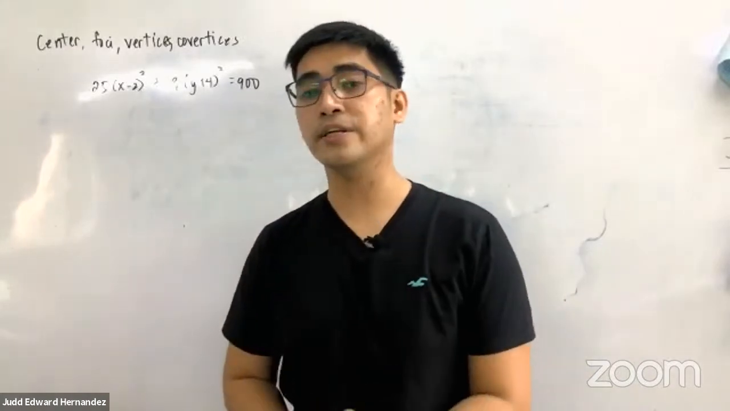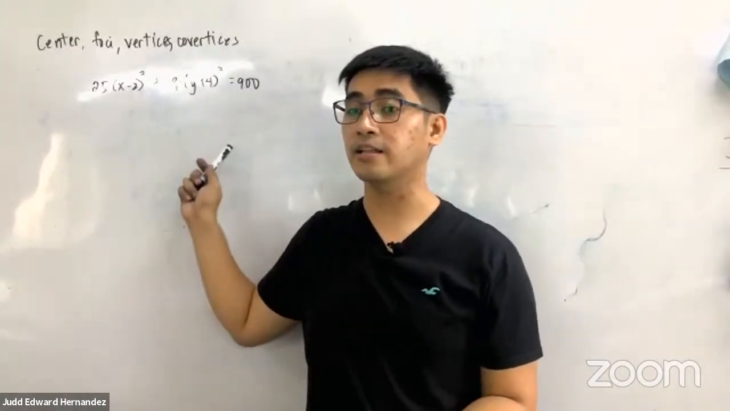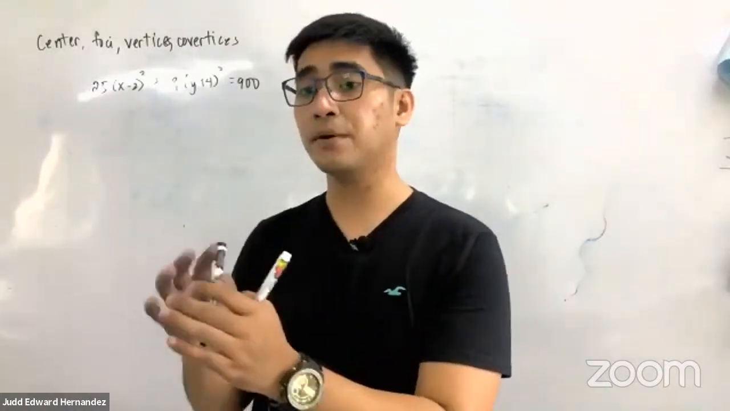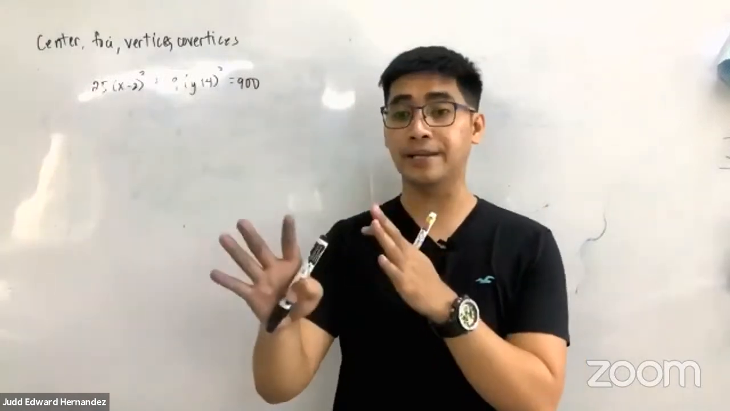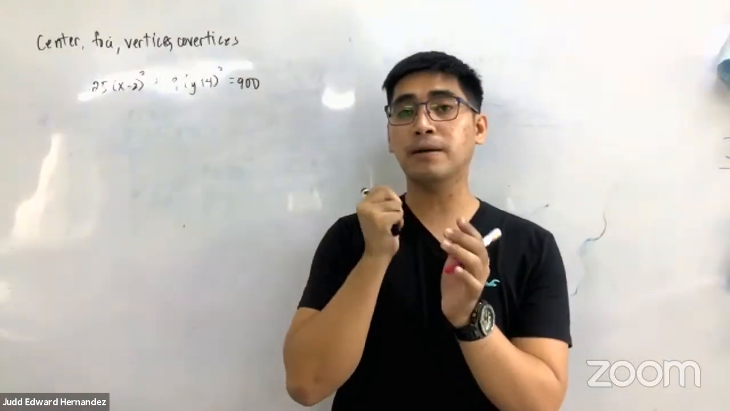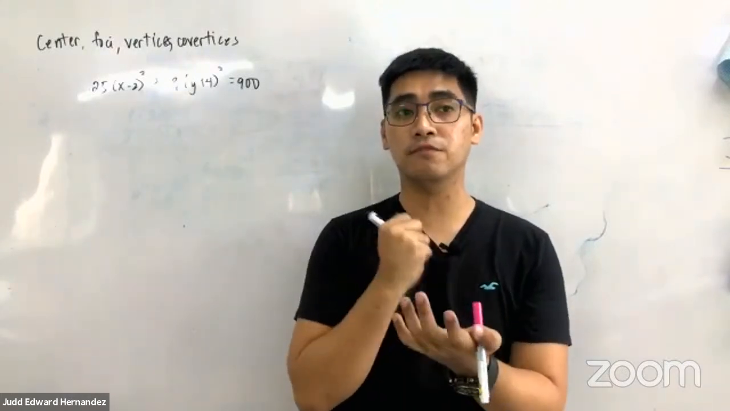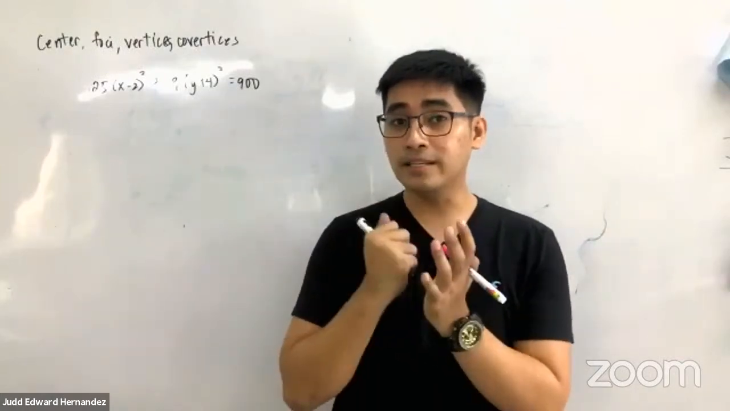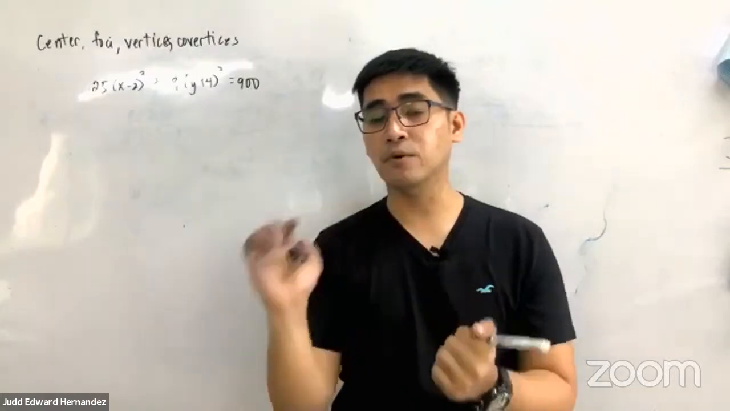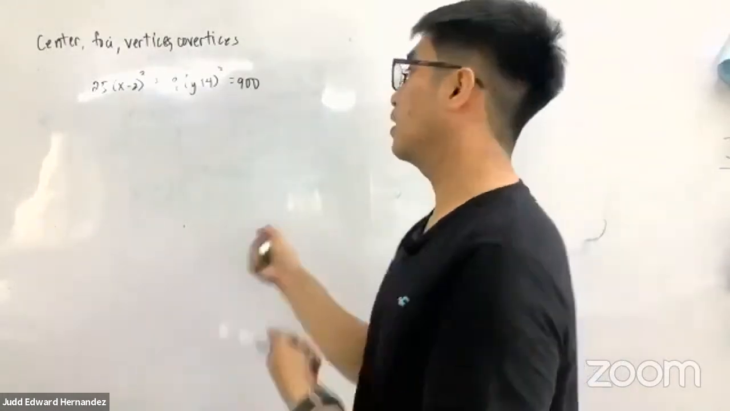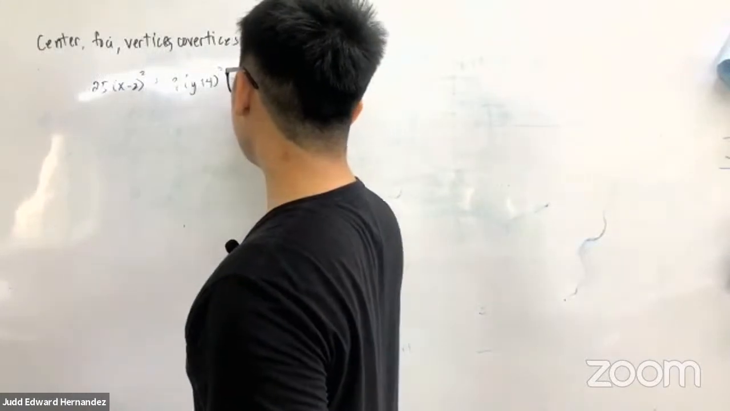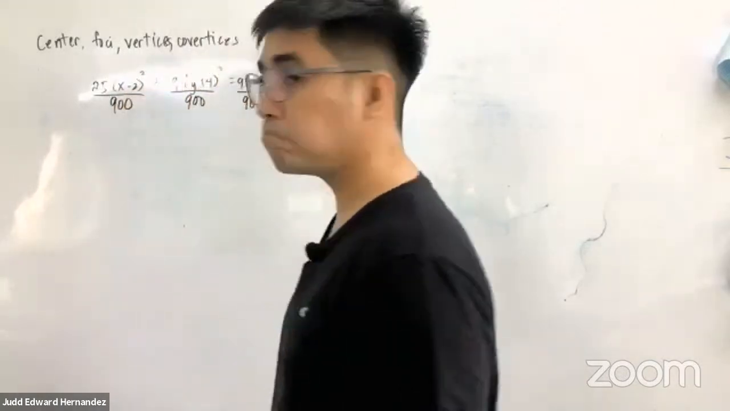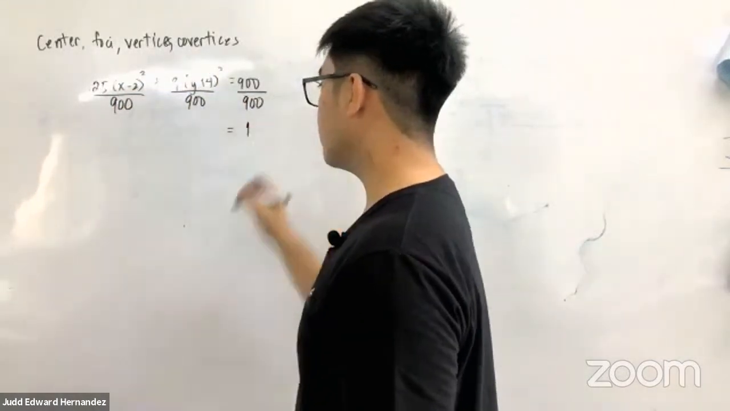Pero para mahanap yung center, kailangan muna nating i-convert ito into the standard form. Transform muna natin sa standard form. And if this is the case, always remember that the right side of the ellipse will always be equal to 1 and not negative 1. Huwag malilito. Okay. So, we need to divide both sides by 900. We could say that the right side is now equal to 1.